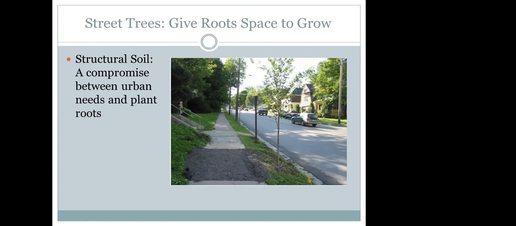But that swath of structural soil will allow the roots to pass through what otherwise may have been an impenetrable barrier represented by that sidewalk. And the roots will now be able to pass through that and then access the looser soil in the lawn to the left. And hopefully that tree will be able to grow big and healthy.